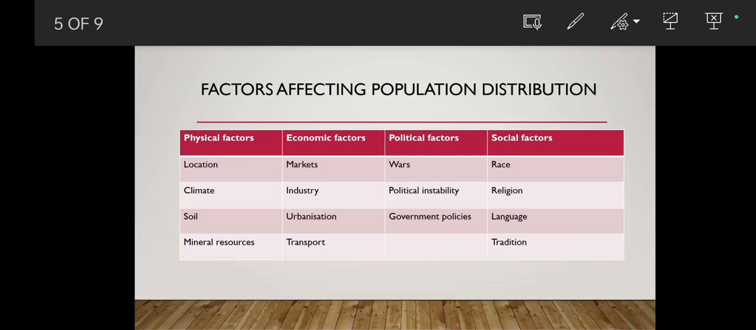Second is religion. Places with religious or cultural importance can attract more people. Third is language. People often choose to live in areas where they can find others who share their language, culture, and food preferences. Fourth is tradition. People often move to areas where their cultural group is dominant, which can lead to population growth in some areas while decrease in others.